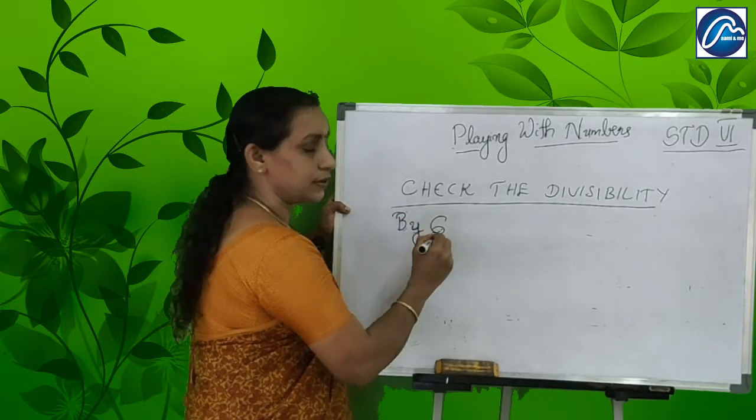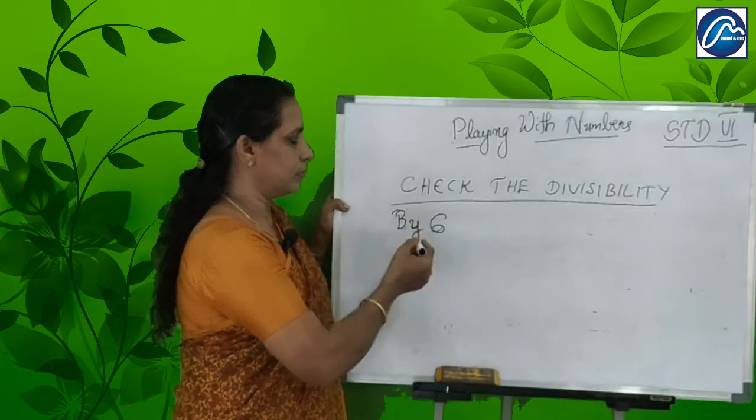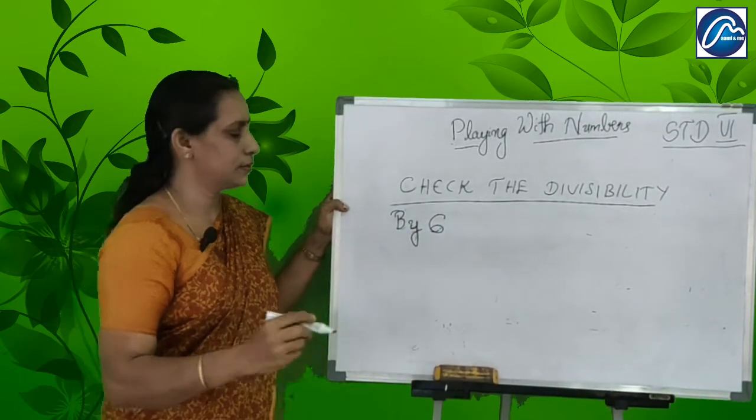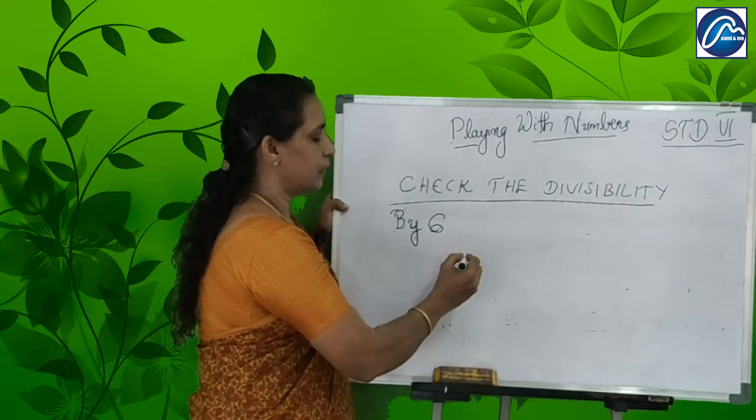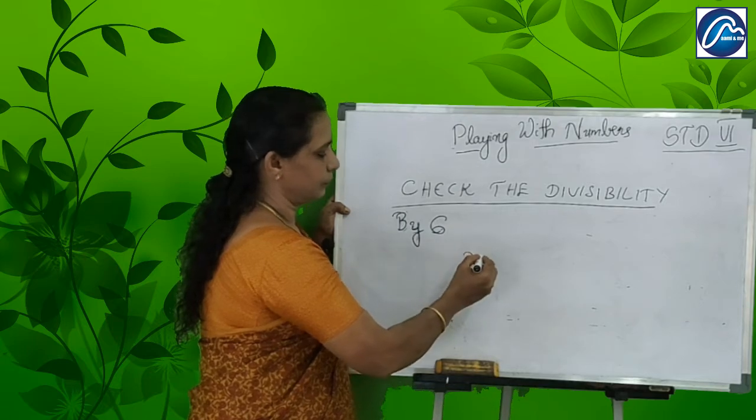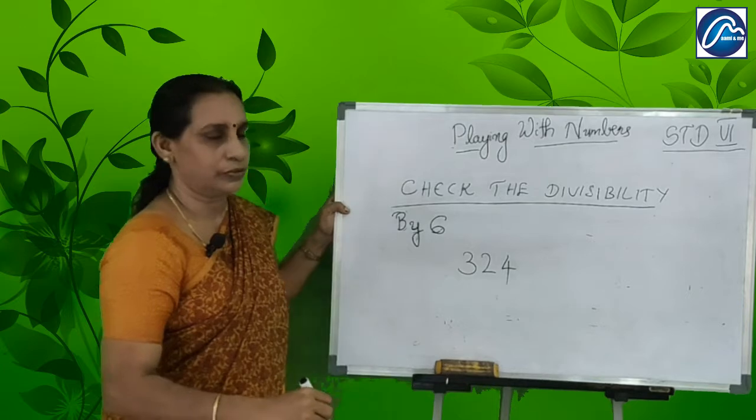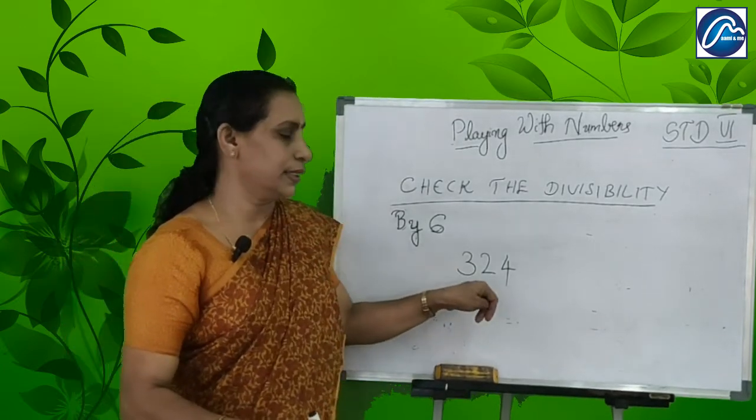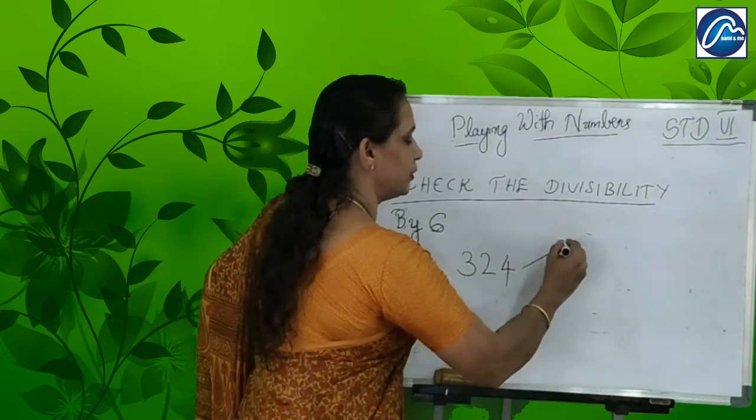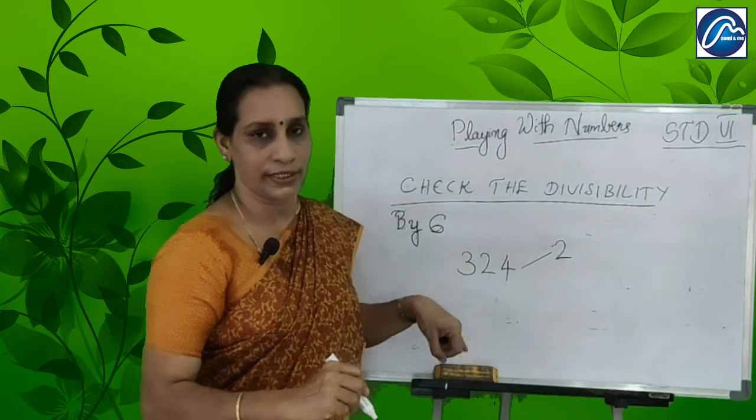Divisibility check by 6. Divisibility test by 6. Okay. If you are writing a number, 324, this is an even number. So it is divisible by 2, that you know, exactly divisible by 2 because it is an even number.